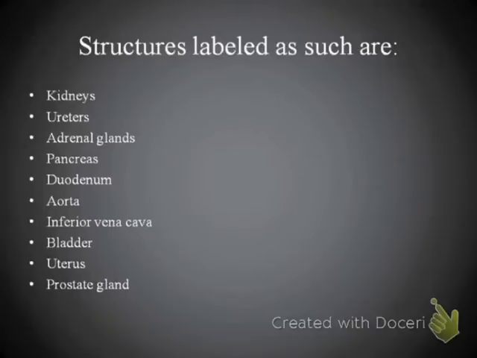So structures labeled as retroperitoneum are these. We have the kidneys, the ureters, adrenal glands, pancreas, duodenum, aorta, inferior vena cava, bladder, uterus, and even the prostate gland. So if you'll notice, these are structures that are typically located in the posterior portion of the body and not anterior. So that's a good way to think of it. The peritoneum is most of the time the anterior portion of the body, and the retroperitoneum is more so the posterior portion, and that will help us keep things a little more straight.